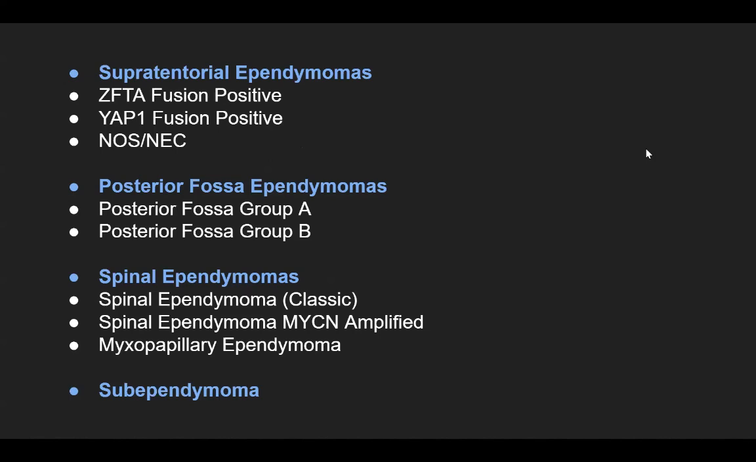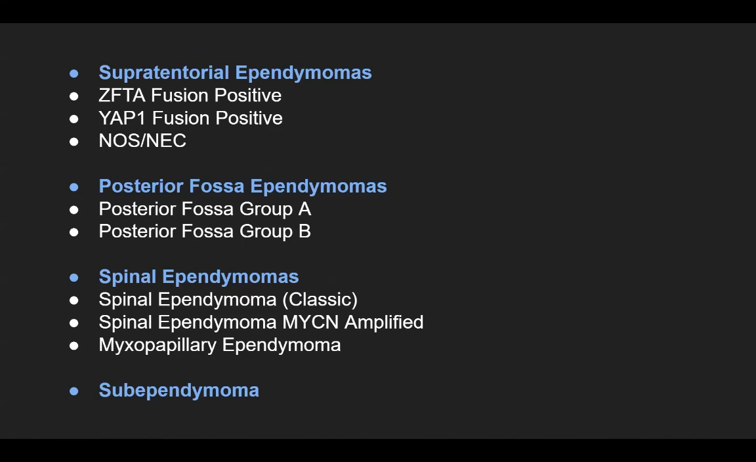Okay, so this is the classification. Pretty easy, pretty straightforward. You have to remember 4 main groups. What are the 4 main groups? The supratentorial ependymomas, the posterior fossa ependymomas, the spinal ependymomas, and the subependymoma, which is a separate group because it is the only one that is grade 1. All of the others are grade 2 or grade 3.